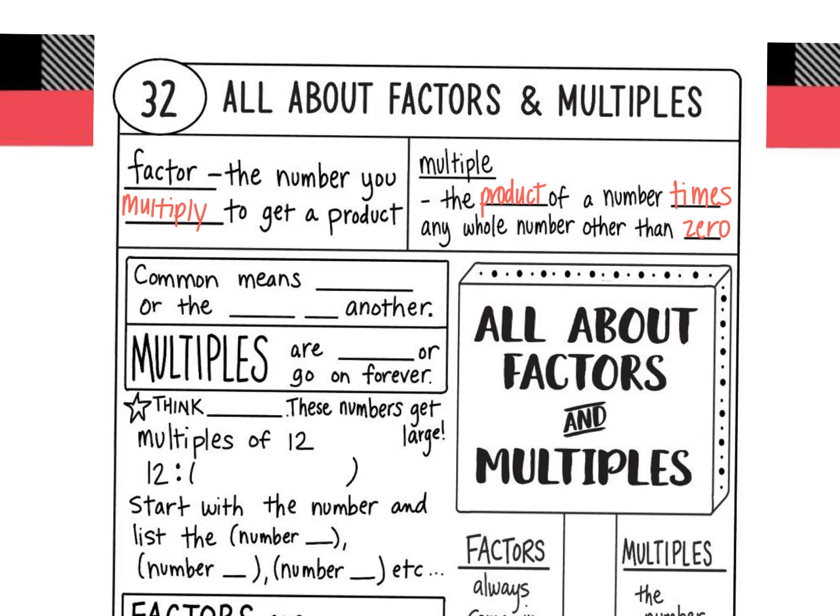Okay. It's the hardest math fact ever. 0 times 0 equals 0. No, it's not. All right.